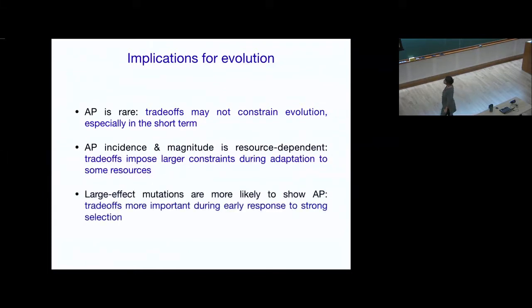And large effect mutations are more likely to show antagonistic pleiotropy. And remember, large effect mutations are also the kinds of mutations that we're most likely to see early during very, very strong selection, right? So these huge beneficial effect mutations that you see early during adaptation, and then this slowing off. Maybe trade-offs are more important early on because of this relationship that we observe.